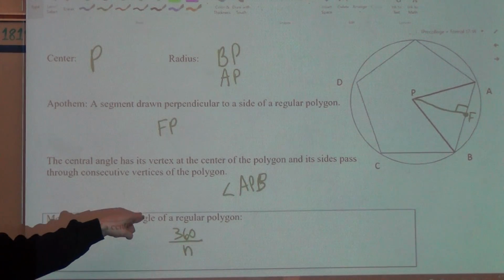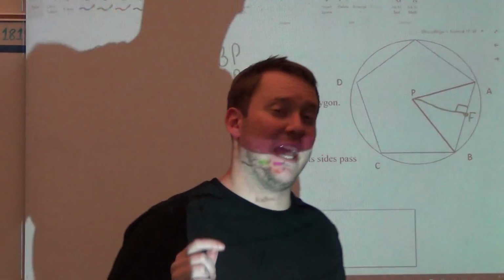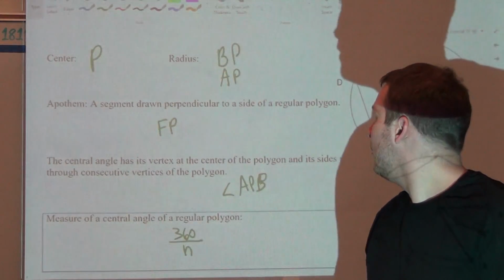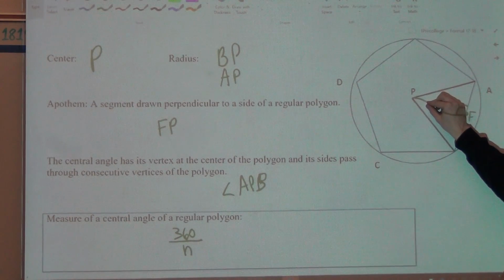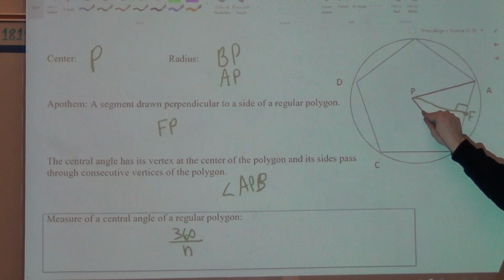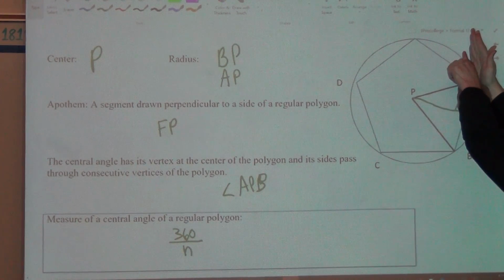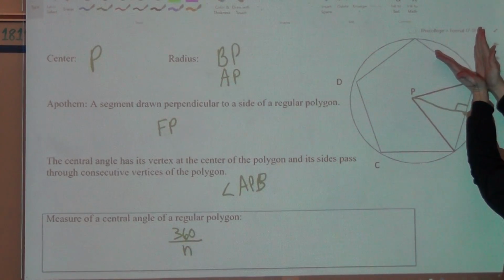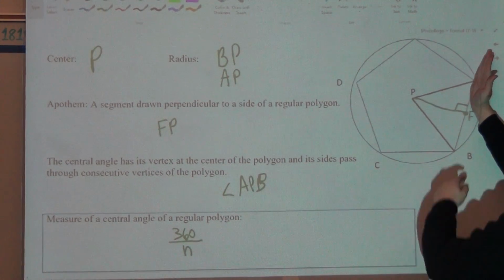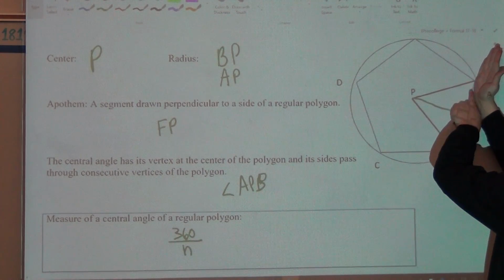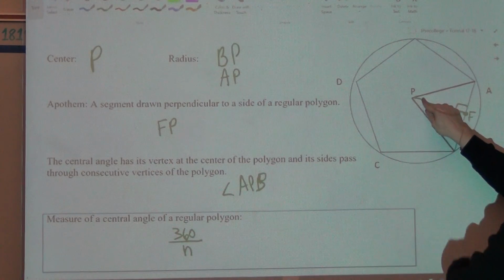The measure of a central angle of a regular polygon is 360 divided by n. It's the same as an exterior angle. So that's actually kind of an interesting fact, that the central angle is equal to the exterior angle, which is formed by the polygon and a straight line. So this angle right here is the same as this angle right here.